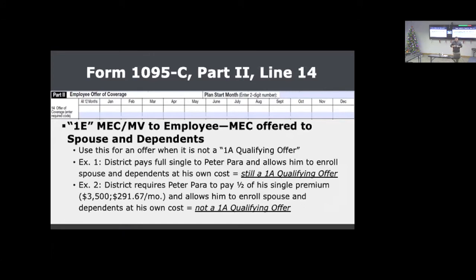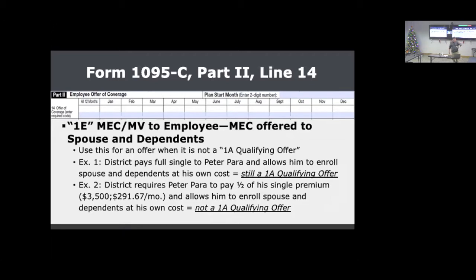Example two: the district requires Peter Para to pay half of the single premium. Let's say that's $3,500 a year, or $291 a month, $67 a month for him, and would also allow him to enroll his spouse and dependents. Which code are we using? 1E, not 1A, right? We're using 1E because, yes, Peter, his spouse, and his dependents all could enroll, but they had to pay more than $102.63 in the month, or at least in one month, but probably in all months for Peter's sake. So now we're going to have to use 1E instead.